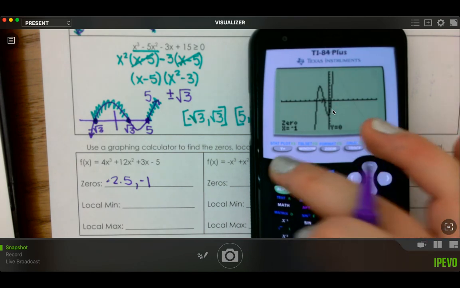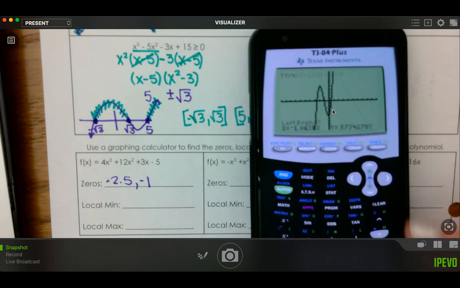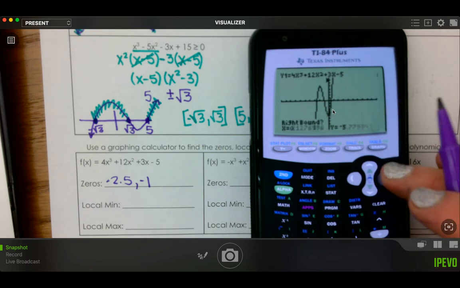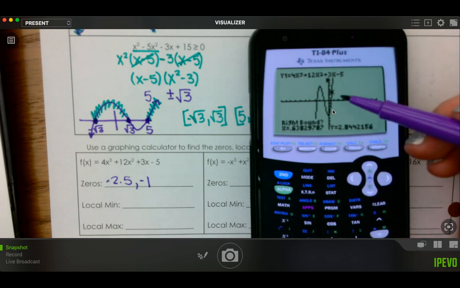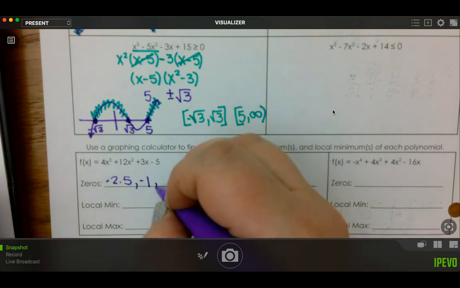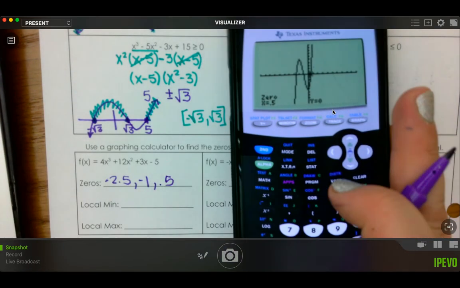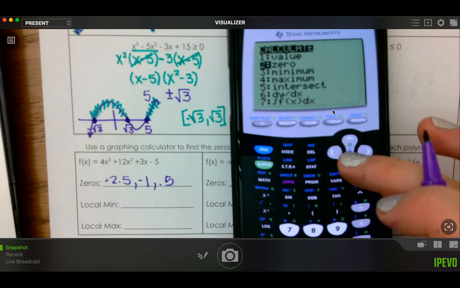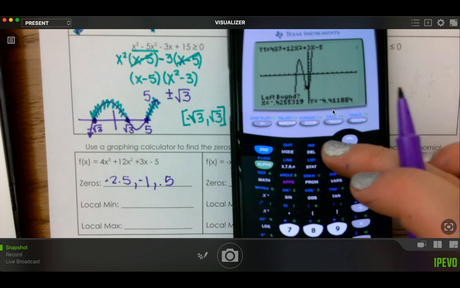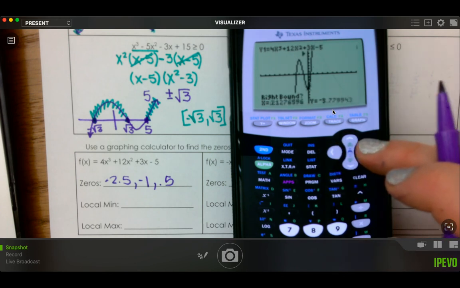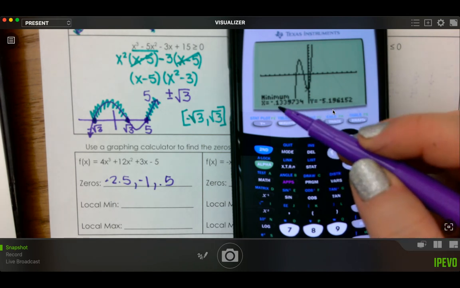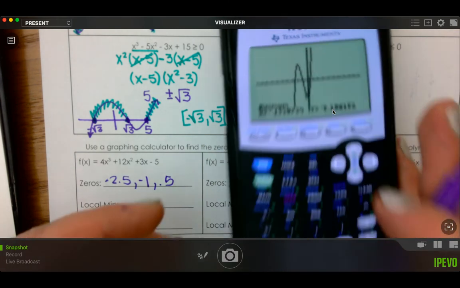And then second trace. Go down to 0. Now I'm to the left of this one. Hit enter, go to the right of this one. So I'm just past it. And that gives me 0.5. For the minimum, you're going to do the same thing, but pick minimum. This is the minimum right here. So go to the left, enter, go to the right, enter twice. And I'm going to write down both negative 1.3 and negative 5.19.